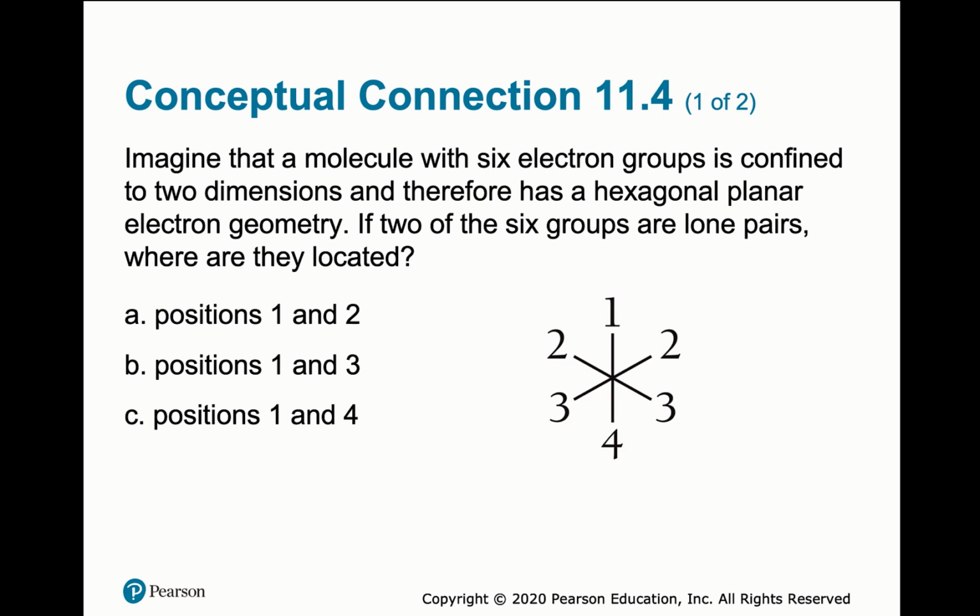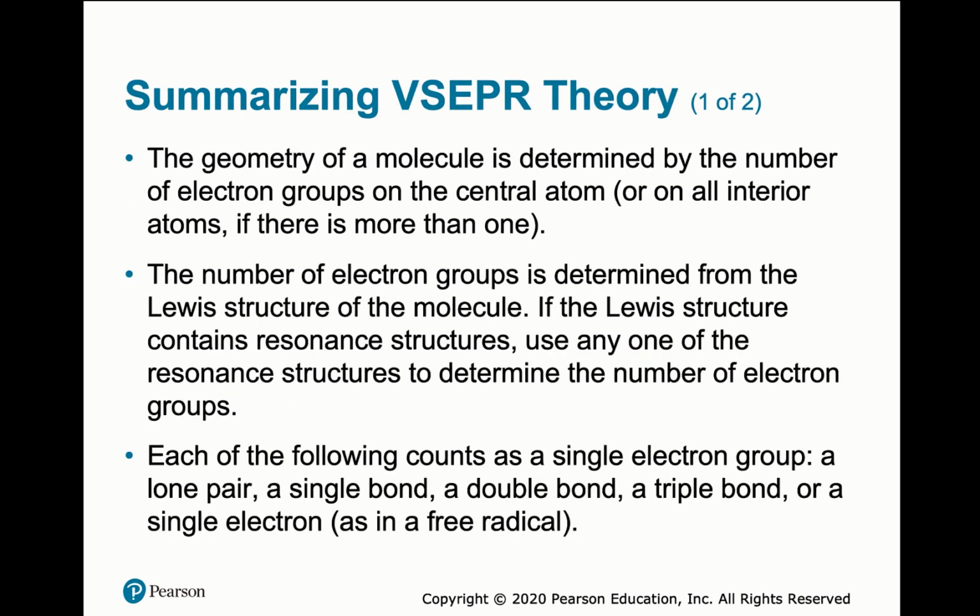So imagine a molecule that has 6 electron groups confined to 2 dimensions, therefore has a hexagonal planar geometry. Which of the following groups are lone pairs and where are they located? This breaks the rules, since it's not 3 dimensions, of course, but we're in 2D. The lone pairs are going to want to be as far away from each other as possible. So it'd be 1 and 4.